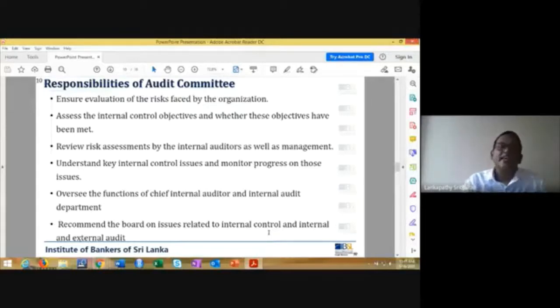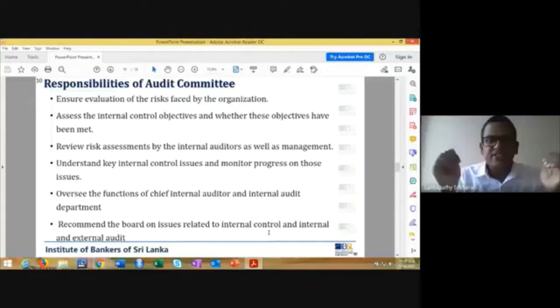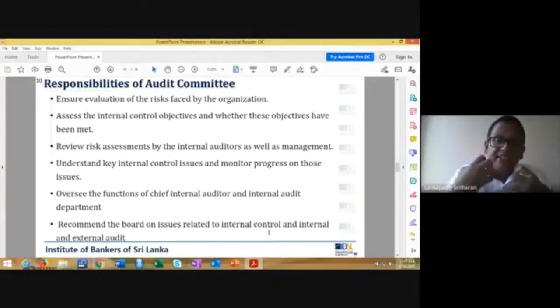Actually, in a bank and financial institution, understanding the key internal control issues is most important, because in any bank or financial institution there may be weaknesses in the internal control, or there may be issues in the internal control process. So they have to understand it, because only once they understand the internal control weaknesses or issues can they recommend on them, or find those weaknesses and monitor the process of the issues, and oversee the function of the chief internal auditor. The internal audit department is also the responsibility of the audit committee.